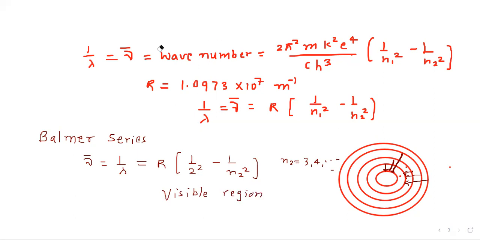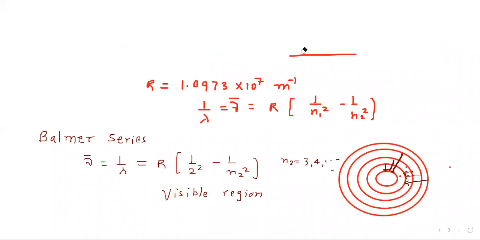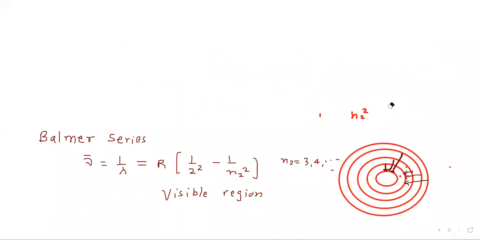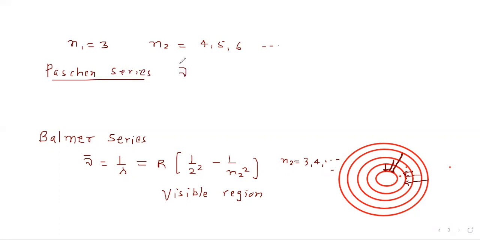Now consider the next series, when the transition is taking place on the third orbit from fourth, fifth, sixth. So here n1 will be 3 and n2 will be 4, 5, 6, etc. Such a series is called the Paschen series. So we write nu bar, which is 1 upon lambda, equal to R times 1 upon 3 square minus 1 upon n2 square, where n2 equal to 4, 5, 6, etc. And this series lies in the infrared region, IR region.